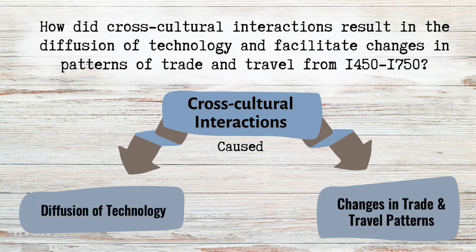The three major components of this question are: 1, what cross-cultural connections are we talking about? 2, what specific technologies were diffused or transferred? And 3, what were the changes in trade and travel patterns? The next slide will offer an overview of the answers to each part of this question.